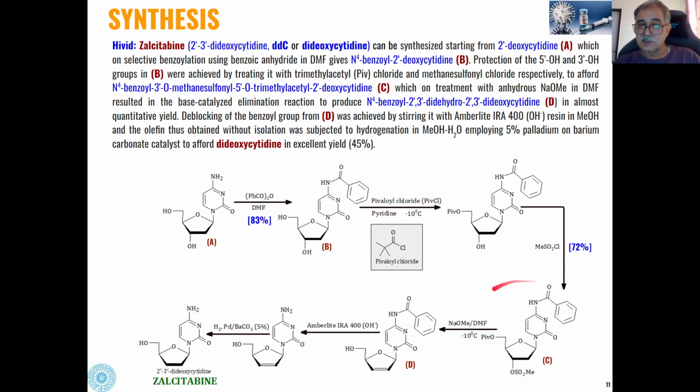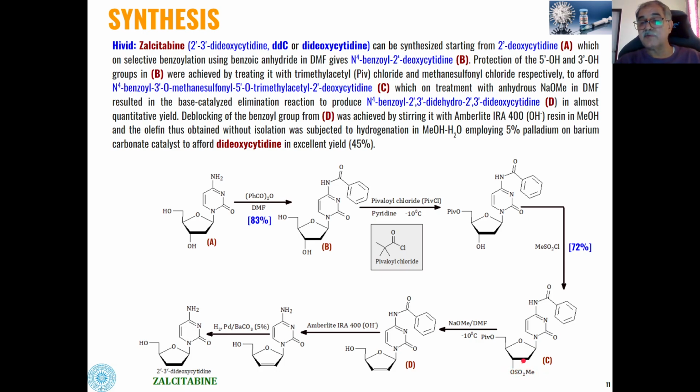And this mesylated pivaloyl and benzoyl derivative is treated under strong basic conditions, in the presence of sodium methoxide and DMF at minus 10 degrees centigrade. Here elimination will take place: this hydrogen from here and methane sulfonate from here.